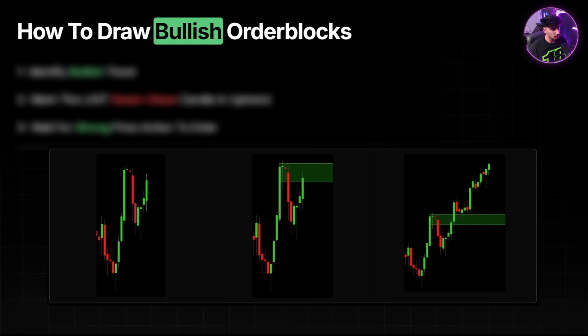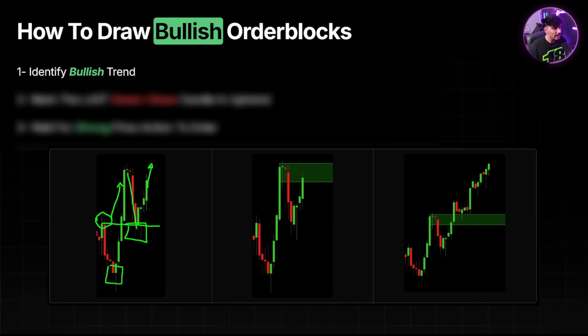To draw a bullish order block, first, you must identify a bullish trend. In this example here, we can see that we actually had a high right here. The stock broke out of the high, and now we're coming back down. We're holding this previous high and we're moving back to the upside. So we have a clear higher low being placed after this low right here. And then we also have this high right here and a higher high. Therefore, we know that this stock is in an uptrend.